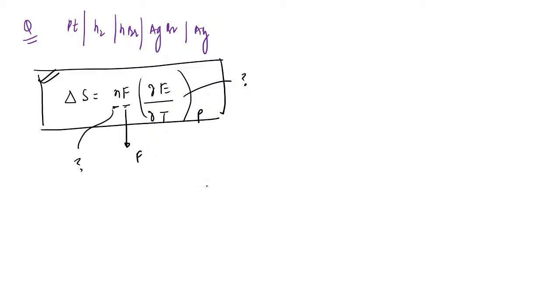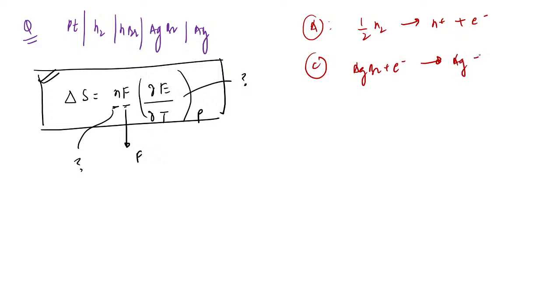For calculating the n value, we need to write down the reactions at anode and cathode. So at anode, you have oxidation. You have H2 gas, so half H2 will give you H plus plus an electron. And at cathode, you have AgBr, so AgBr plus an electron will give you Ag plus Br minus.